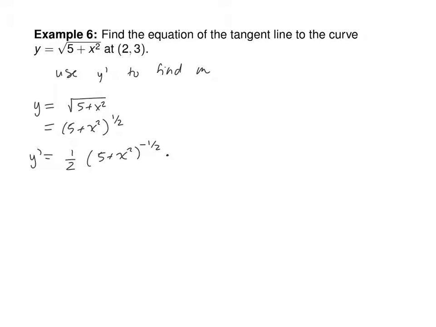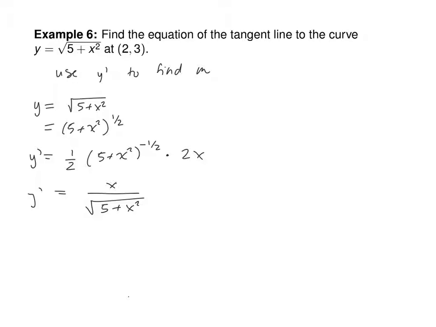Multiplied by the derivative of the inside function. And that inside function is 5 plus x squared, so what's its derivative? 2x. So simplifying slightly, that's going to be x over the square root of 5 plus x squared. The 1/2 and the 2 cancel, right? Woo. Aren't you so happy to use a limit definition to find that derivative? It's so much better this way.